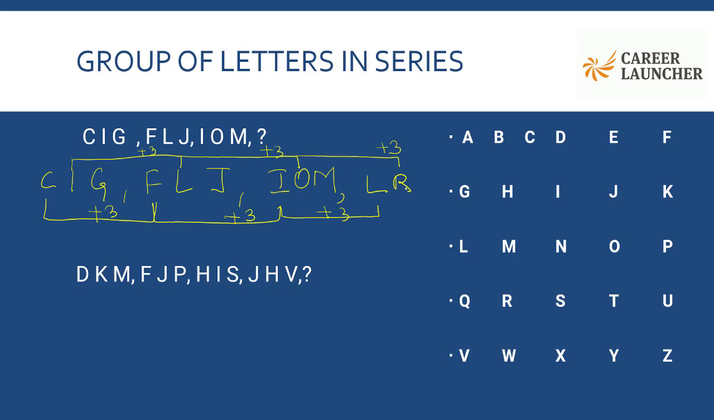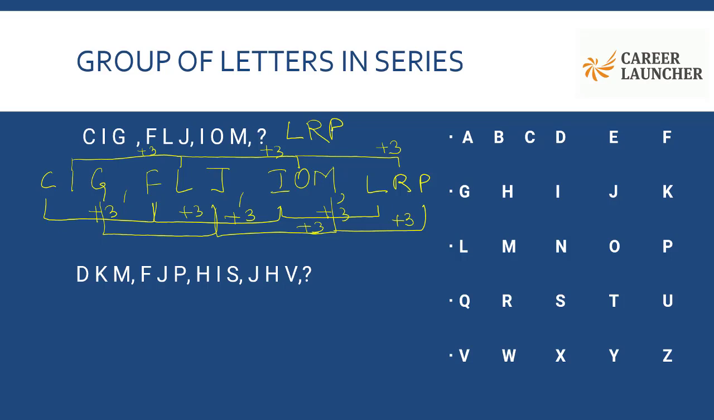Let's see what's happening with the third alphabet in this series. G to J is again +3. J to M is again +3. So M +3 would give me the third alphabet of the term that I am trying to find out here, and that should be P. So my answer here would be L, R, P.